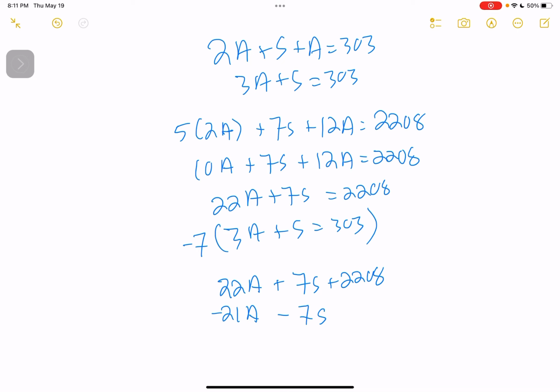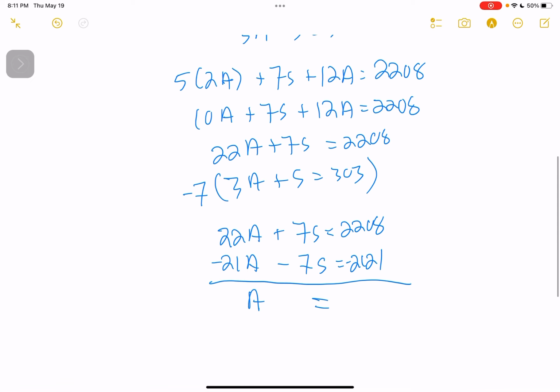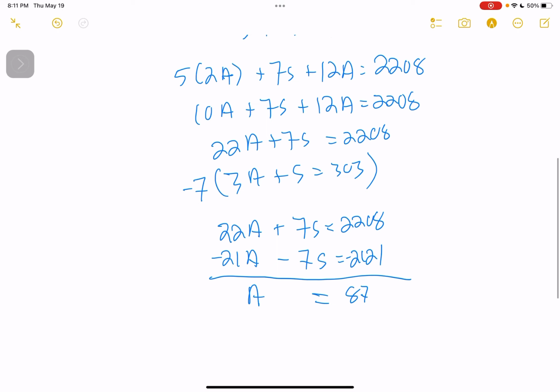So 303 times -7 is, yep, negative. That should be an equals, not a plus. Equals -2121. So check this out, how lucky did we get? 22A minus 21A just gives us the A. Equals 2208, get rid of that 2121, and I get 87 adults there.